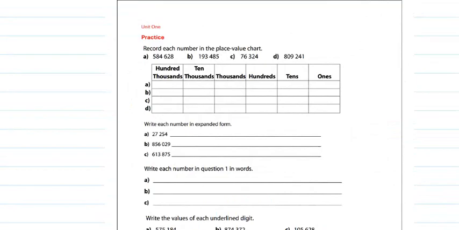For example, 8 will be in ones. I'm talking about the first number, 584,628. 8 will be in the ones place value, 2 in tens, 6 in hundreds, 4 in thousands, 8 in 10,000, and 5 in 100,000.